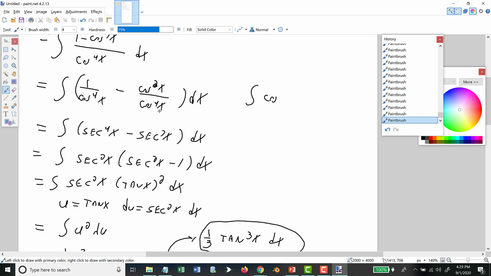This would be cosine to the negative 4 minus cosine 2x dx. I mean, we did use cosines and sines. Maybe that's, I'm not seeing how to work that. They're not non-negative powers.